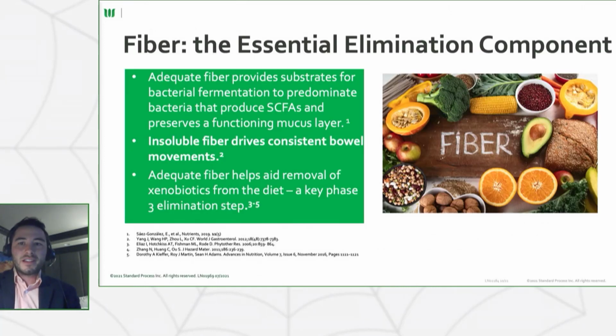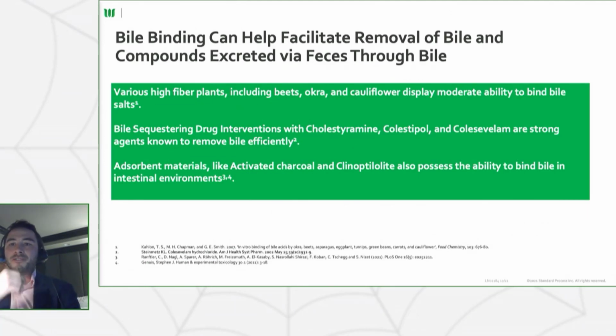Certain substances can actually help facilitate the removal of bile and bile salts. So fibers, beets, okra, cauliflower, some of these show a very moderate ability to bind bile salts. Then there are some much stronger drugs that are designed to do this, that are very efficient and have been used for a number of different reasons for trying to ensure that removal. But then there are also, in the supplement realm, adsorbent materials. Activated charcoal and clinoptilolite have both shown the ability to bind bile very efficiently in this intestinal environment.